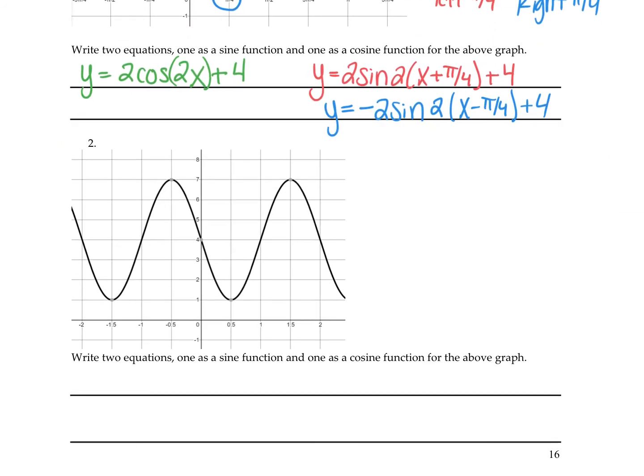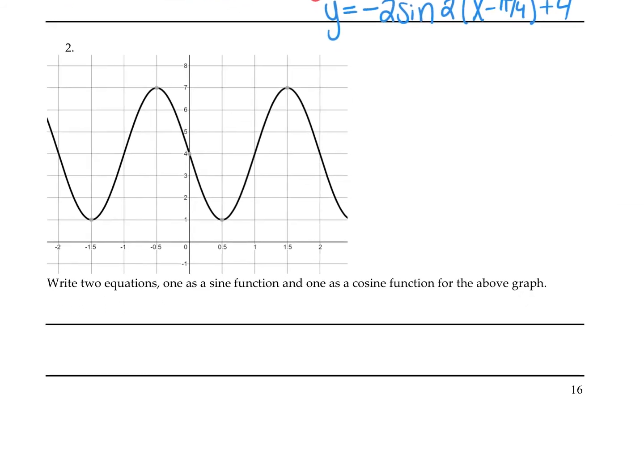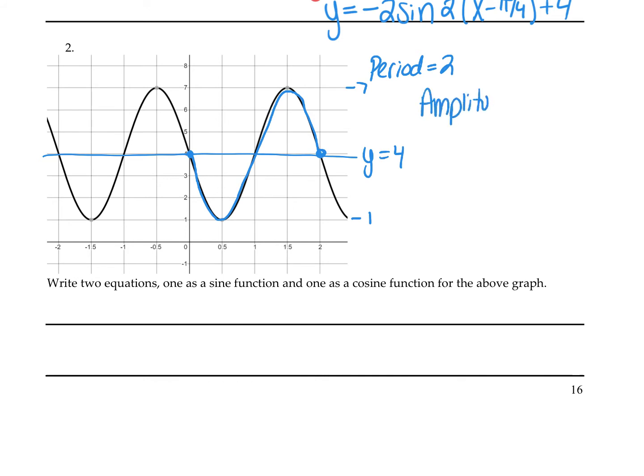Let's do the same thing for the next one. Looking at number 2, where it's starting on the y-axis, I can see a reflected sine curve happening from here to here. It starts at 0 and goes to 2, so I know that my period is 2. I also see that my sinusoidal axis is here at 4 because my max is at 7 and my min is at 1. So that means my amplitude is 3.